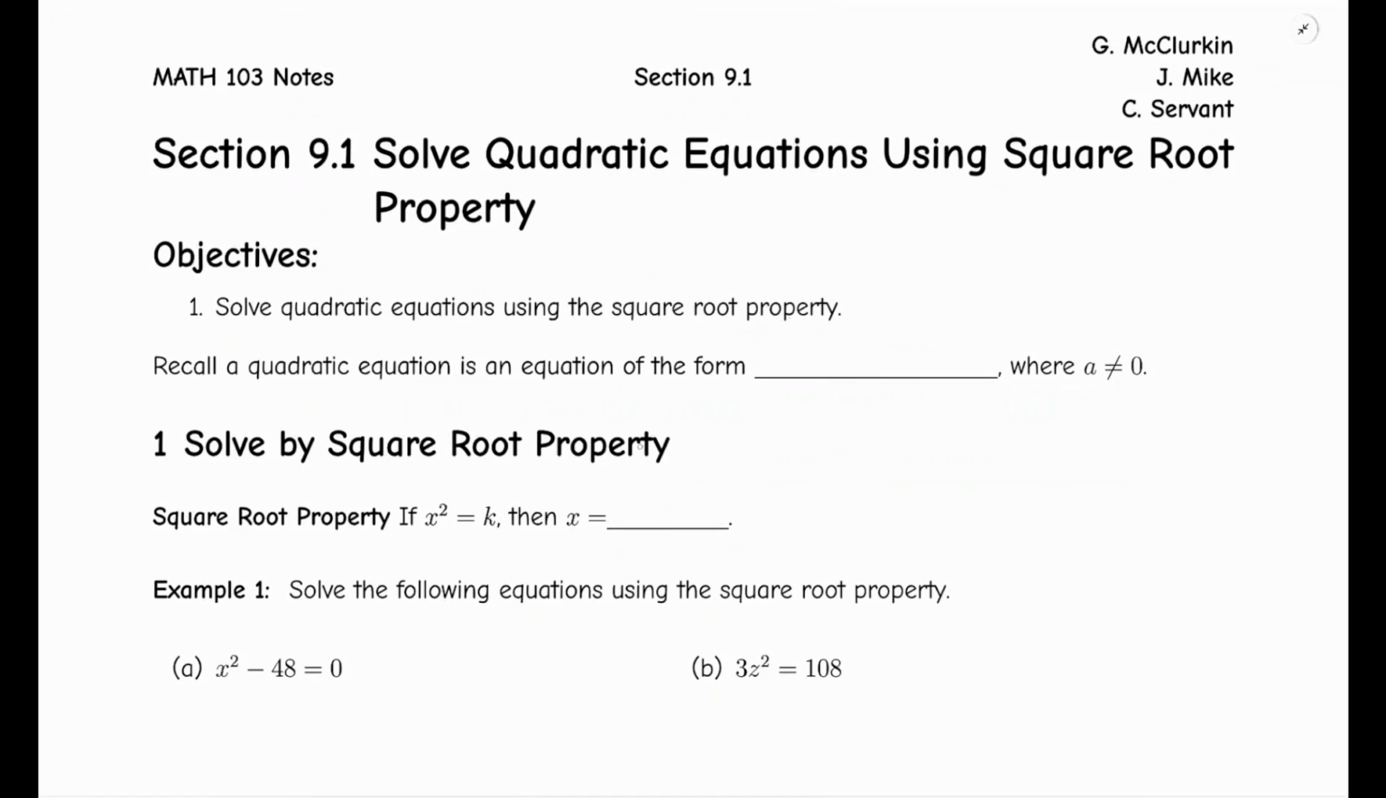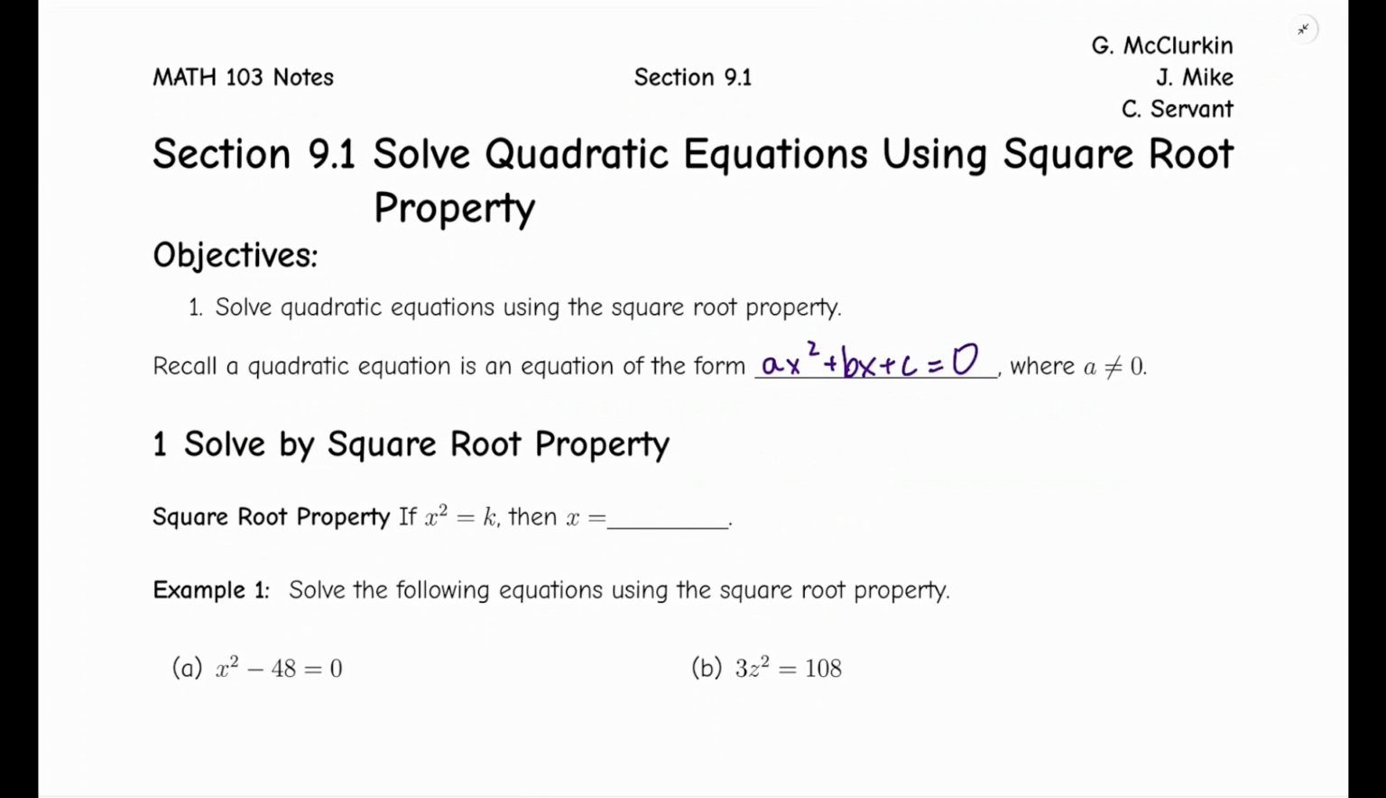Hello, this is section 9.1, Solve quadratic equations using the square root property. Recall, a quadratic equation is an equation of the form ax squared plus bx plus c equal to 0, where a is not equal to 0. Part 1. Solve by square root property.